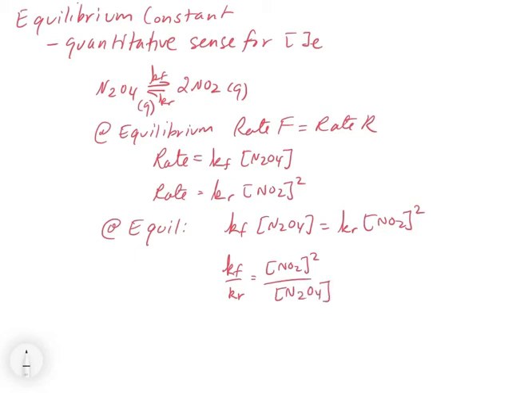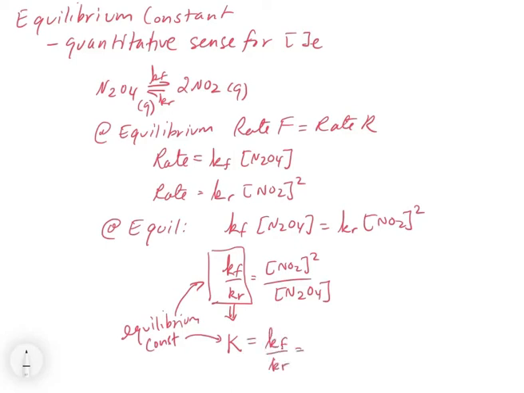And this is how we can define an equilibrium constant. If we take these two rate constants and wrap them up by doing this division, we can turn this into one constant called the equilibrium constant. The equilibrium constant is the rate constant of the forward divided by the rate constant of the reverse. So big K is equal to K forward over K reverse, and this is equal to the concentration of NO2 squared divided by the concentration of N2O4. So that's how we can define the equilibrium constant.